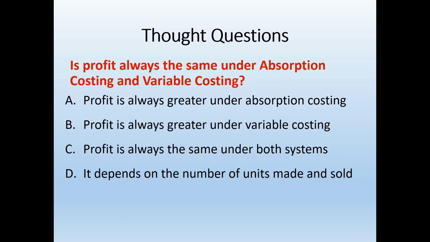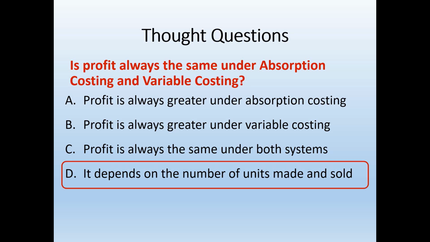Is profit always the same under both of these methods? The answer is that it depends on the number of units that are made and the number of units that are sold. The rest of Chapter 21 deals with why this is true.